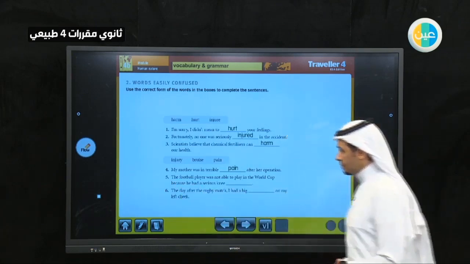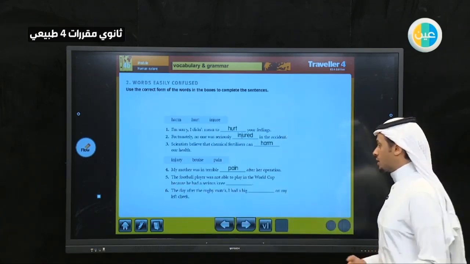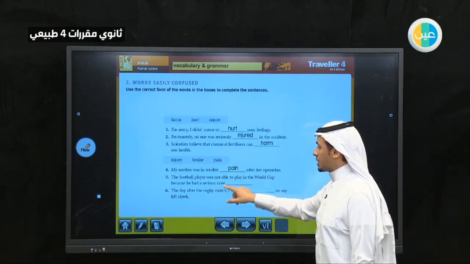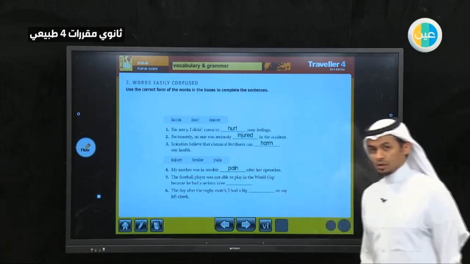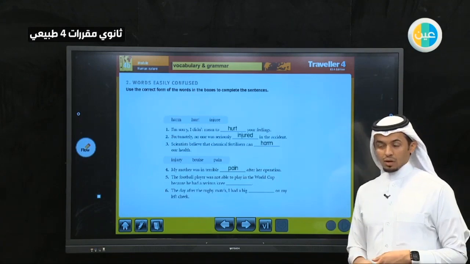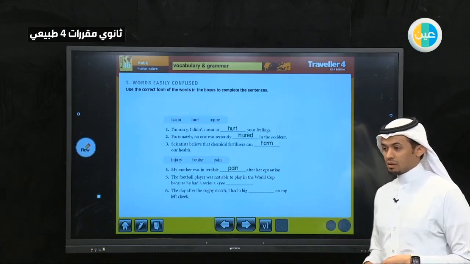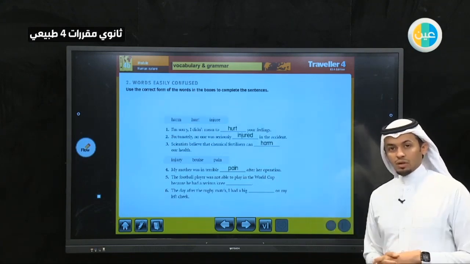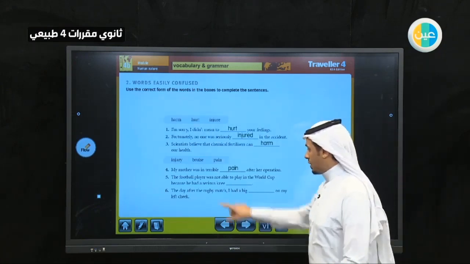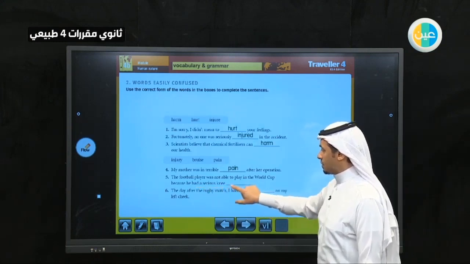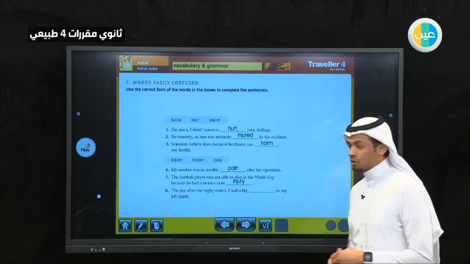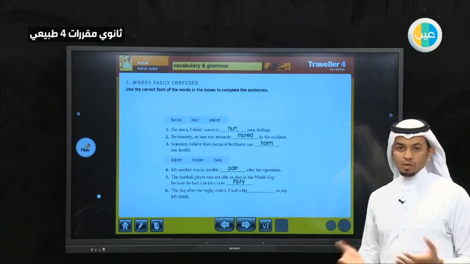Number 5, the football player was not able to play in the World Cup because he had a serious knee what? Football players always hit each other in a very bad way, which causes them injuries. So he had a serious knee injury. So he cannot play for a few days or a few weeks or maybe a few months.